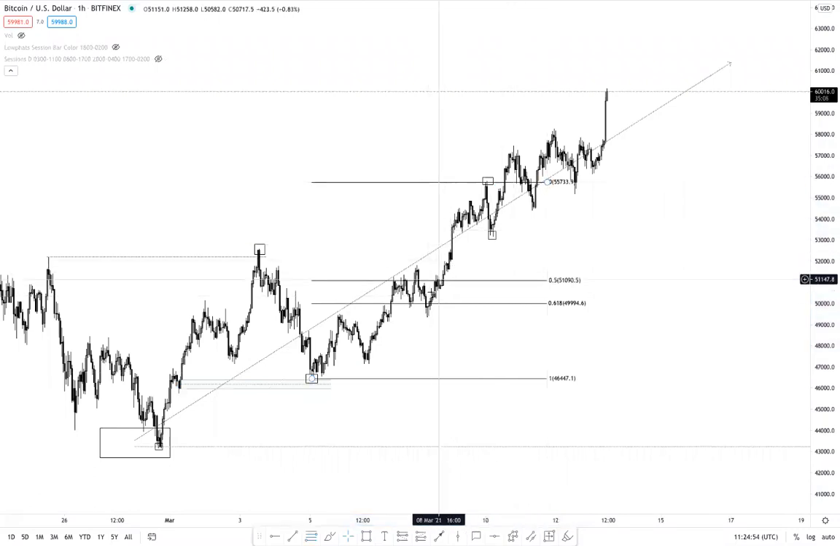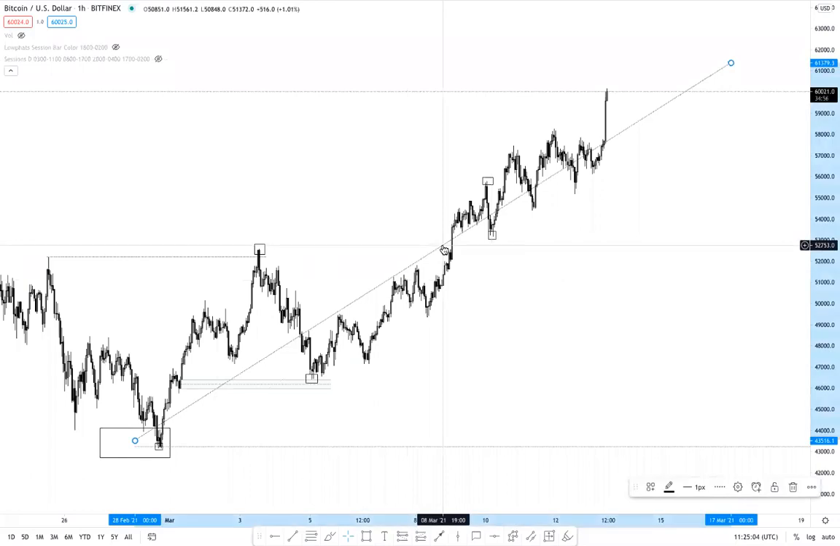So therefore, when price comes back here, it could be the next higher low where I can now buy Bitcoin again, which is around 50K. Okay? And that's how you do it.